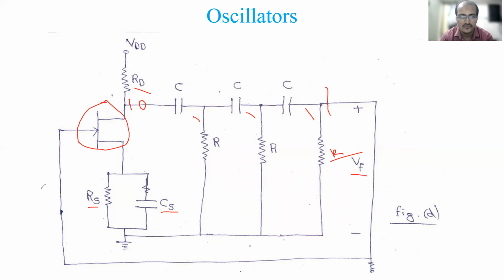The input voltage is denoted as VI, and the VDD supply and all these things are there. This is the amplifier and this is the feedback network. Together we call it the oscillator circuit, and this is a FET based RC phase shift oscillator. I will stop here. Tomorrow I will do the detailed analysis of this.